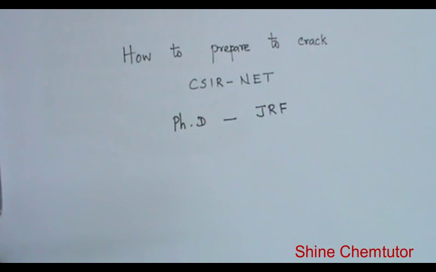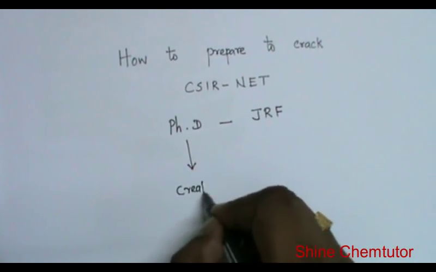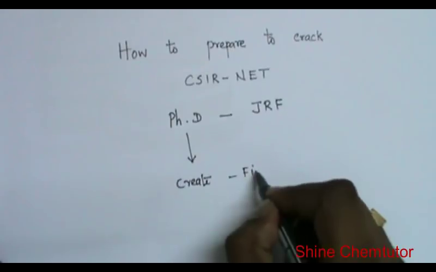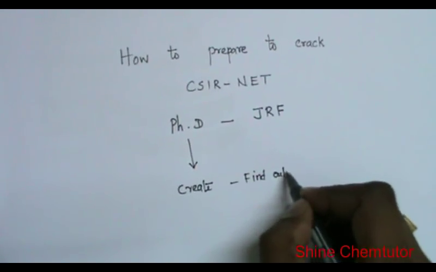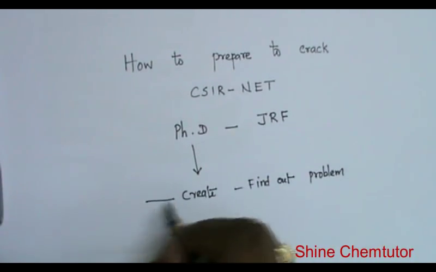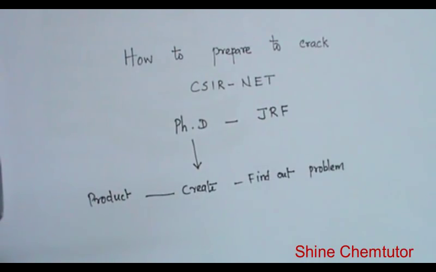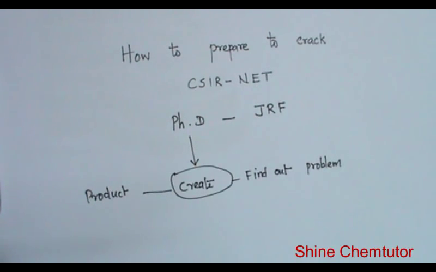When you say PhD, they have to create something. They have to find out a problem, or they have to create some product. When you go for this, the knowledge and understanding of the student should be very high. He should be able to think of his own problem and he should be able to solve that problem.